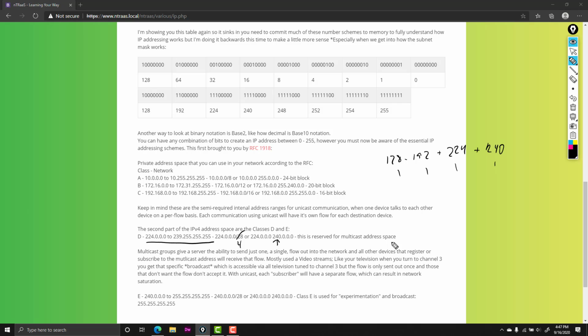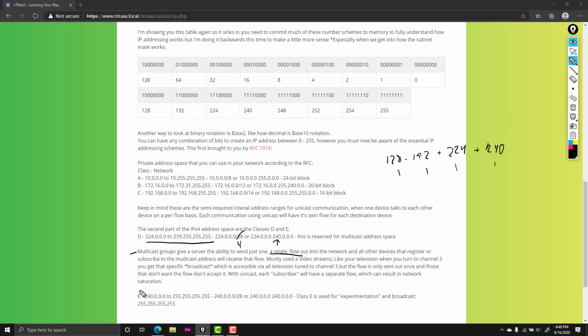Now, as I said before, the multicast groups give a server the ability to send a single flow onto the network for all of the devices that register or subscribe to that multicast address who want to receive the flow. This is mostly used, of course, in video streams, like if you turn your television to channel 3, you get that specific channel 3 broadcast, which is accessible via all televisions tuned to channel 3, but that flow is only sent out once, and those that don't want to see that flow don't accept it. With unicast, each subscriber will receive a separate flow that can cause network saturation.